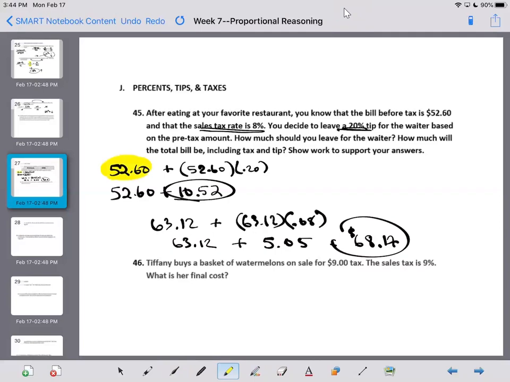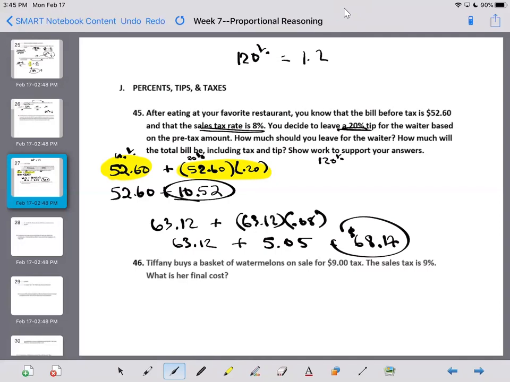$52.60, that's the whole amount. You're gonna pay that. But you're also gonna pay 20% of that. So if you're paying 100% and 20%, you're actually paying 120%. Paying all of that, paying 20% of that, so you're really paying 120%. Well, remember, 120% as a decimal is 1 2/10.